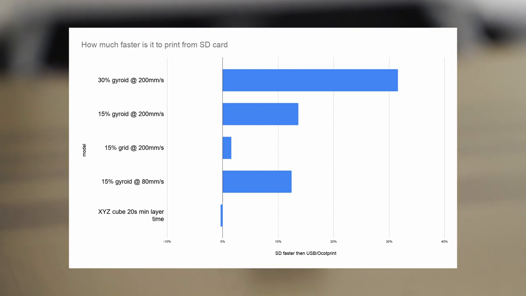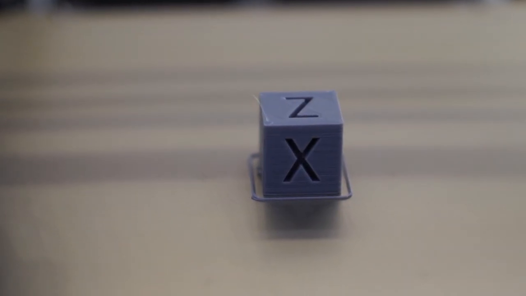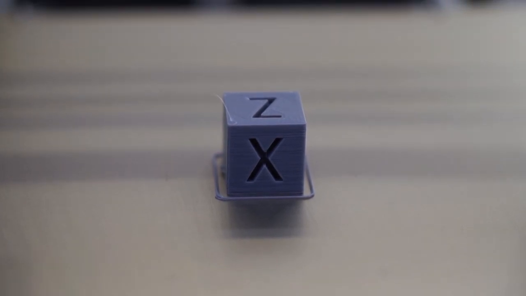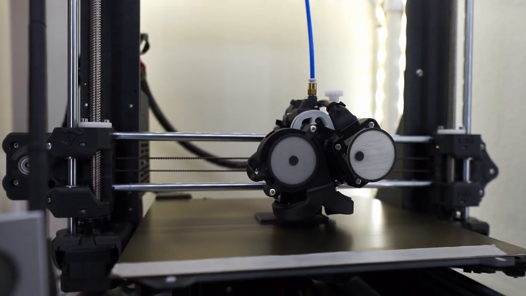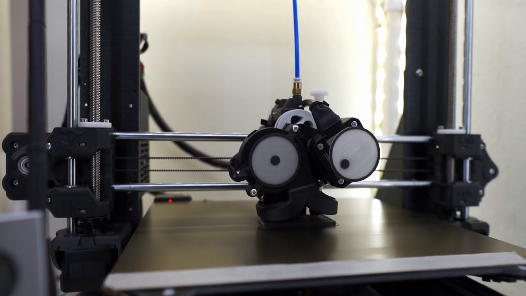What I did not expect was the 15% gyroid at 80mm per second. It was still 12% faster from the SD card. Conclusion: I did not expect that much of a difference in the lower end with gyroid.